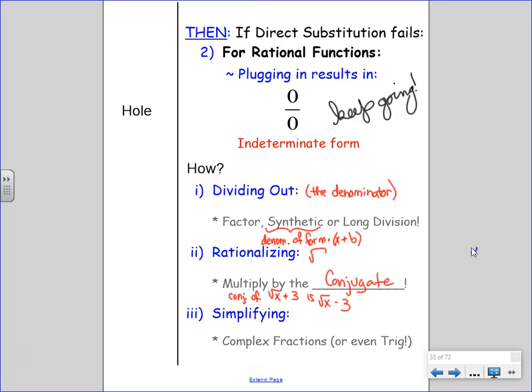But remember, if you multiply by the conjugate, you have to multiply creatively by the conjugate. You have to multiply top and bottom by the conjugate. We don't have an equation where we can multiply both sides. We have to multiply by one creatively. Going back to algebra.